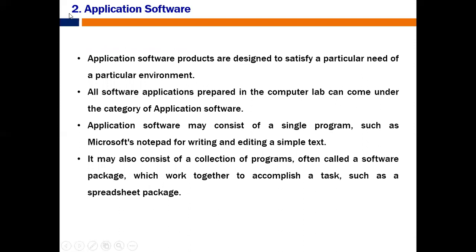Second one is application software. Application software products are designed to satisfy a particular need of a particular environment. So user friendly. All software applications prepared in the computer lab can come under the category of application software. Application software may consist of a single program such as Notepad for writing and editing a simple text. It may also consist of a collection of programs, for example a software package. One more example is a spreadsheet package.